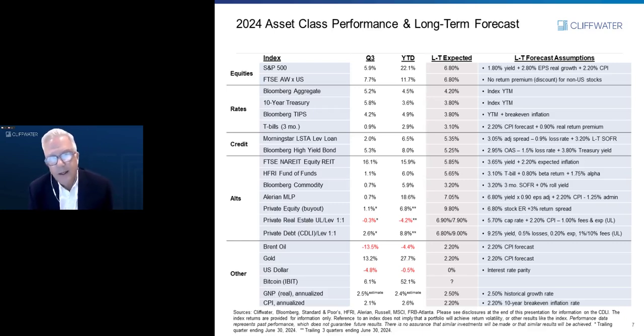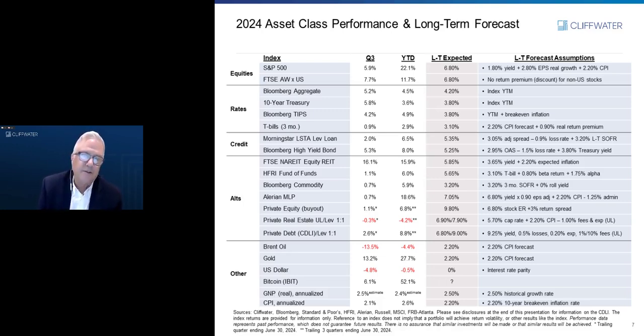So I'm showing in white the third quarter return and the year-to-date return, 9 months ending September 30. And then I'm showing our long-term expected return. So this is roughly a 10-year forecast. And then I'm showing the forecast assumptions, or basically how we formulate those expected returns. For a number of these asset classes, we use a more sophisticated model than what's shown here, but the simplification is not too far off.